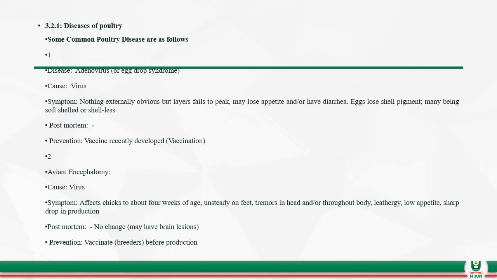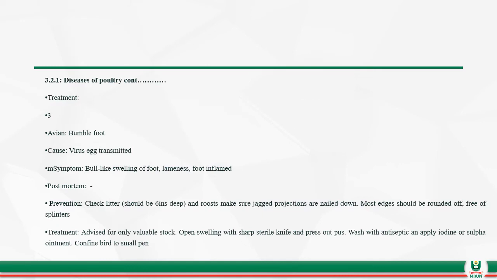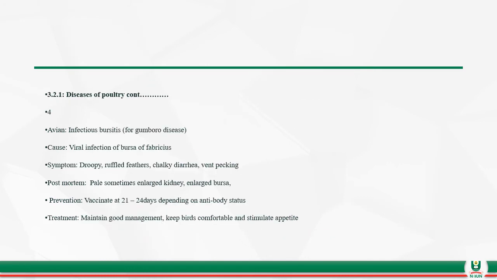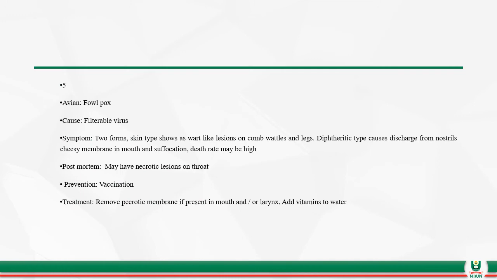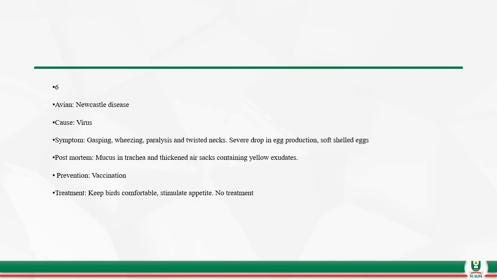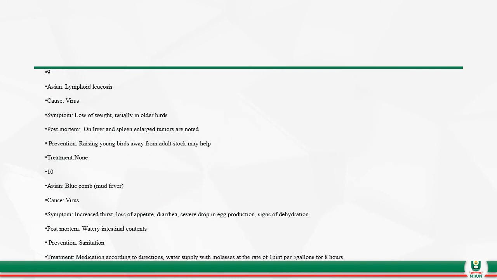Diseases of poultry, some common poultry diseases. There are quite a number, and vaccinations are available for both layers and broiler birds. So the vaccination schedule is important to follow. Of course, remember that rabbits re-eat their soft feces, caecotrophy. Take note of that. There are many diseases of poultry, as said, and vaccinations are available for most of the important diseases. Okay.